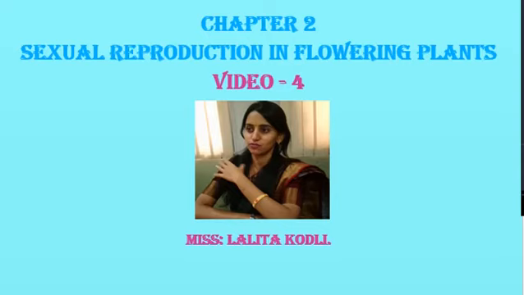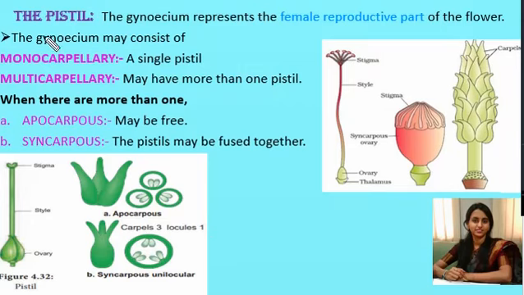Let us continue with chapter number 2, that is sexual reproduction in flowering plants. This is the fourth video from this chapter. In this video, let us discuss the structure of the gynoecium, that is the carpel. It is also known as pistil. What is pistil? Pistil represents the female reproductive part of the flower.